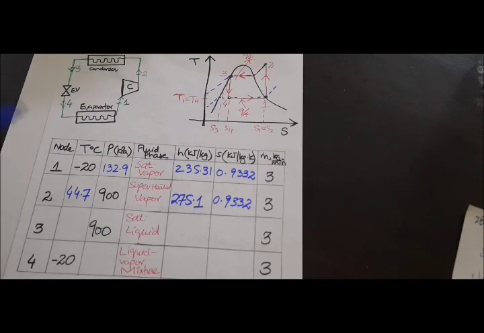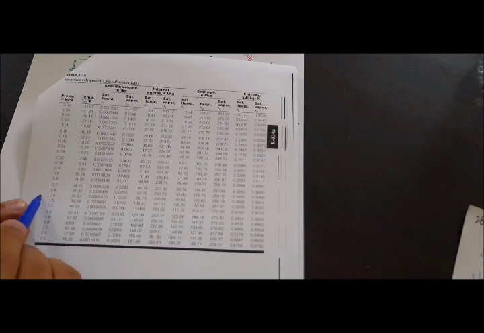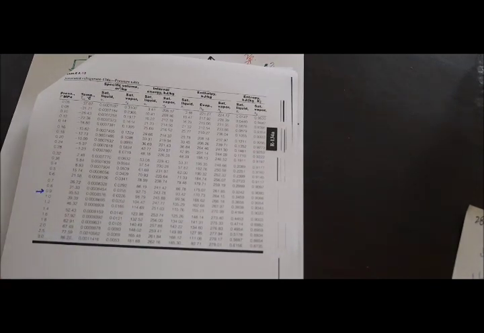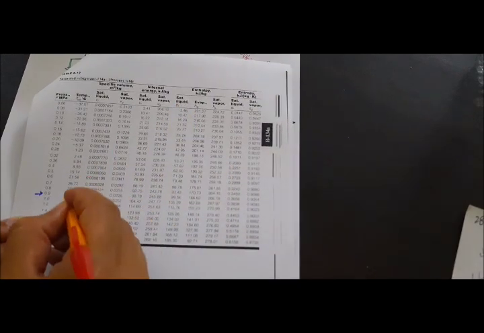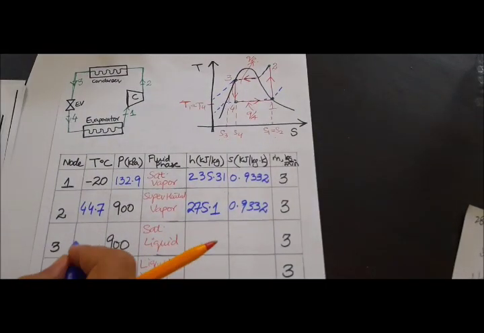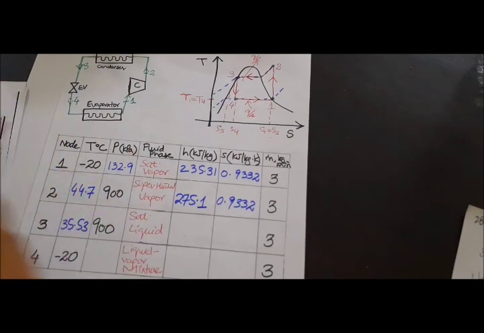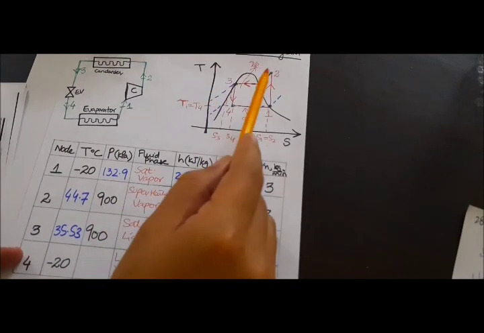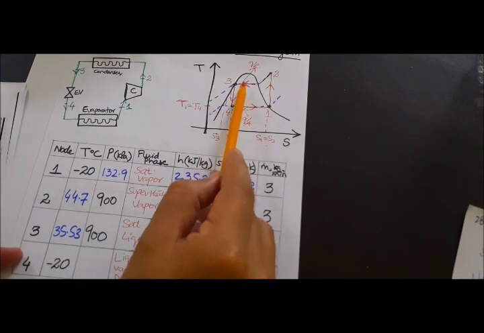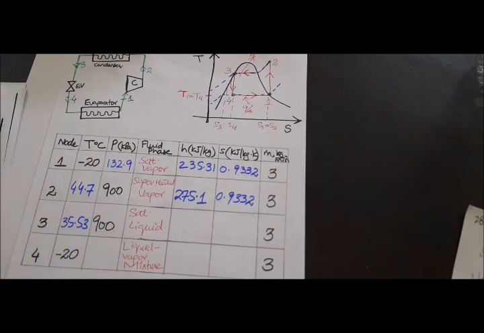The saturation temperature, as you can see, at 0.9 megapascal is 35.53. 35.53 is the temperature over here. As you can see, this temperature is less than the temperature at 2, because at 2 it is at a higher temperature and at 3 it is at a lower temperature. So it is lower than the T2 temperature.